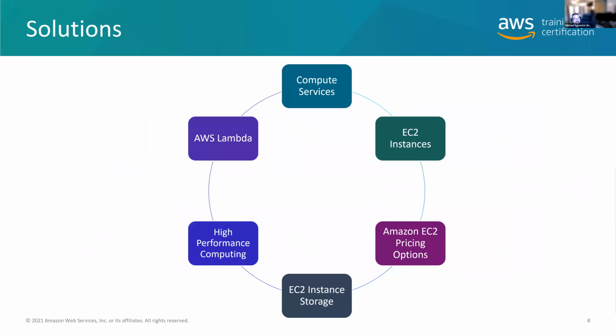Okay, so let's talk about compute services first in general, and then let's talk about EC2 instances. Let's talk about the pricing options. Let's talk about instance storage, which you should never use unless you absolutely know what you're doing. And then we're going to talk about placement groups and high performance computing. And then we're going to skim the surface on Lambda, just so you have a general idea what it's about. Okay. If you're not taking notes, you probably want to take notes for this one, because the pricing options alone are going to be worth the gold of the certification.